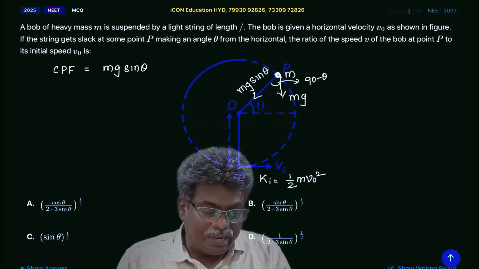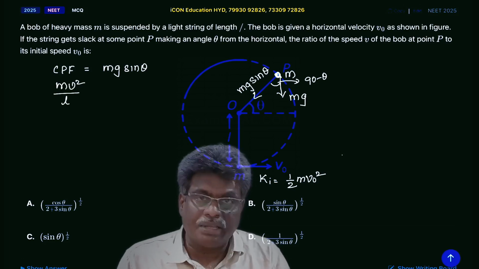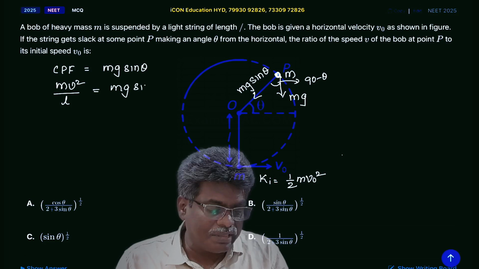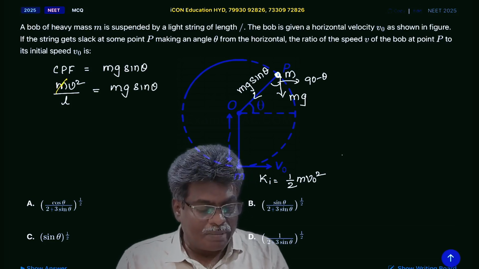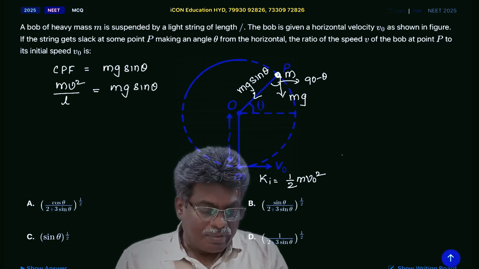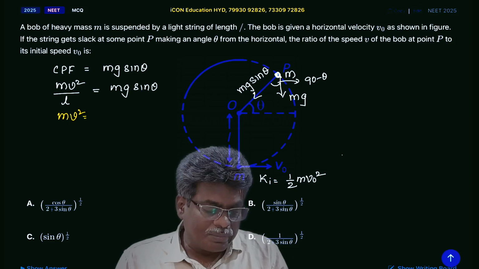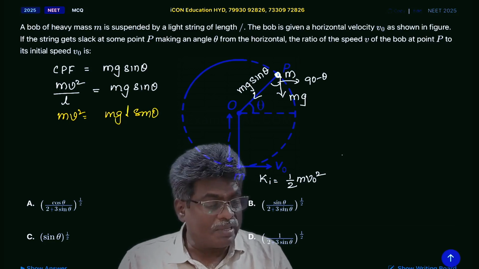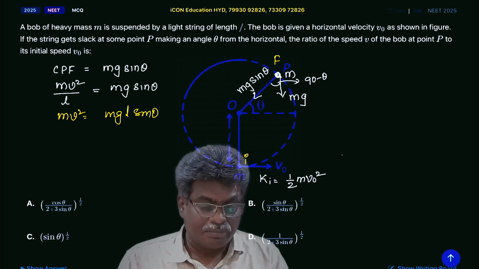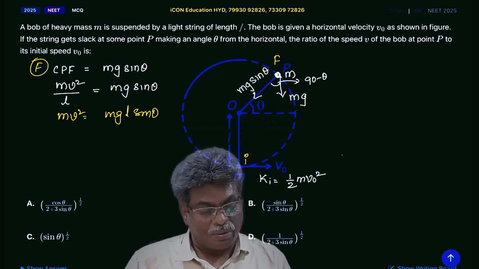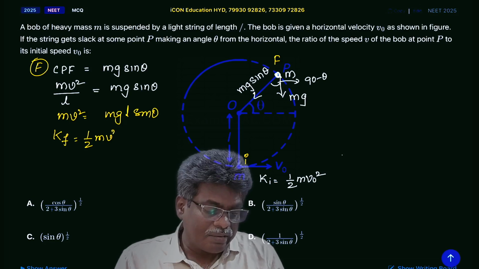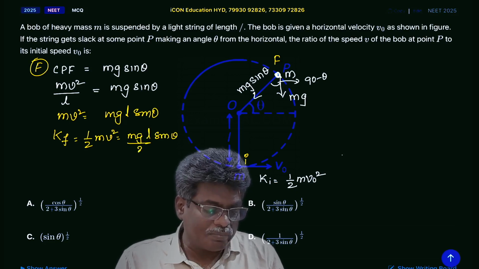Okay, so then we can write mv square by the radius, which we can take as the length of the pendulum L, equal to mg sin theta. So finally we can write mv square equal to mgL sin theta. Here we are talking about this final point. Actually this is the final and this is the initial. So this is the final point at P. I can write kinetic energy final equal to half mv square, which is mgL sin theta by 2.